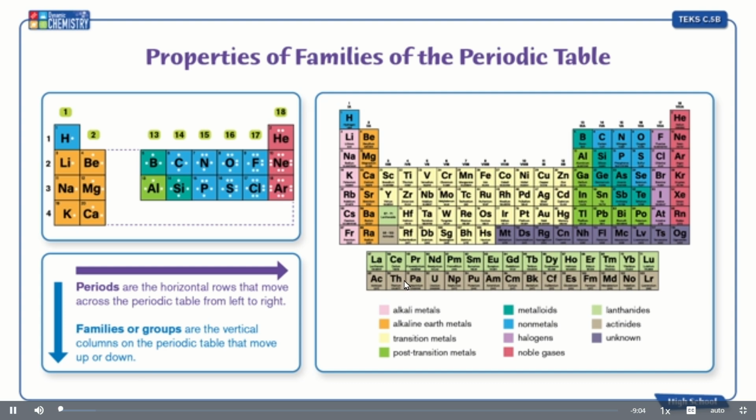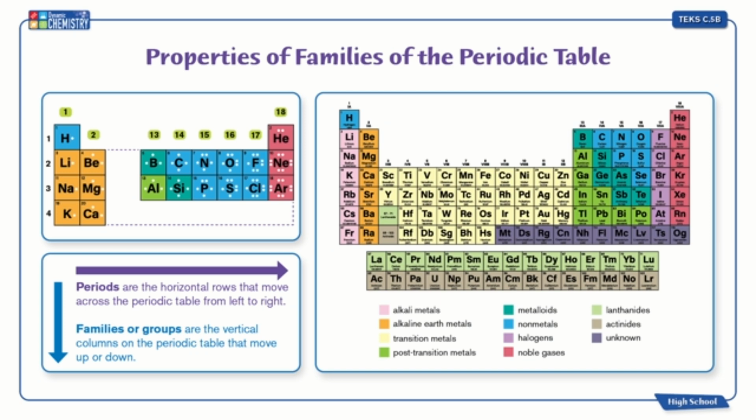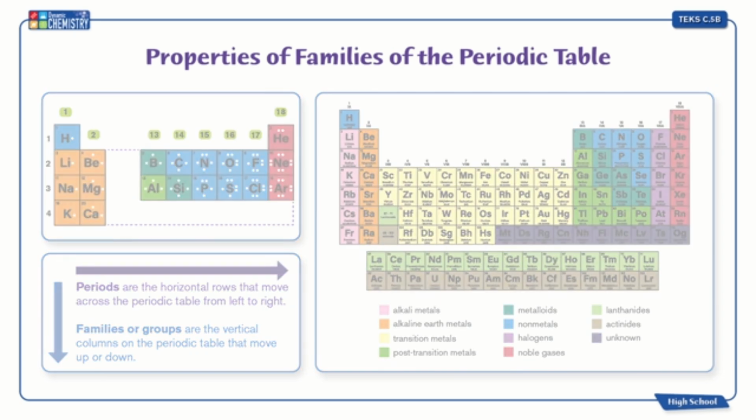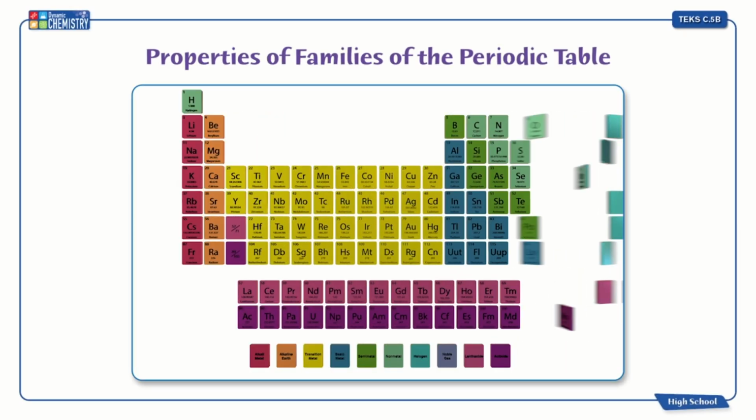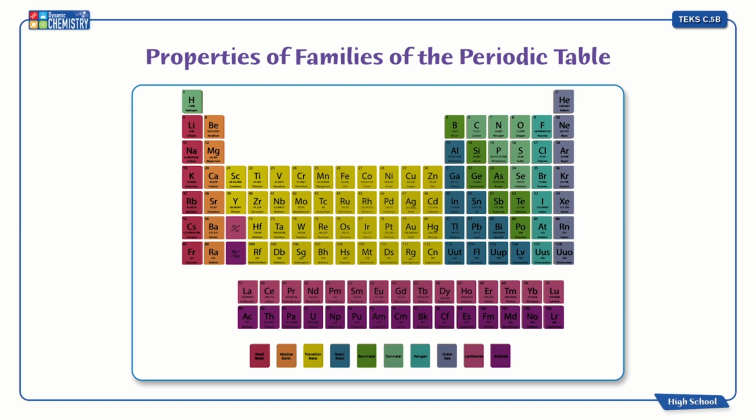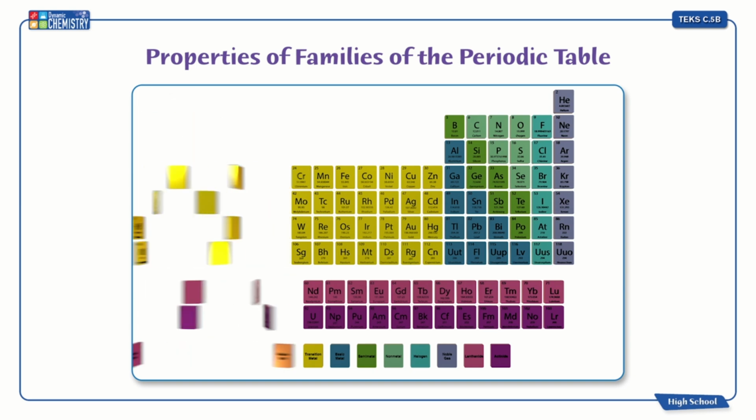Properties of families of the periodic table, TEACS C.5b. After this lesson, you will be able to predict properties of elements in chemical families, including alkali metals, alkaline earth metals, halogens, noble gases, and transition metals based on valence electron patterns using the periodic table. This video is part 2 of a two-part series for TEACS C.5a and C.5b.